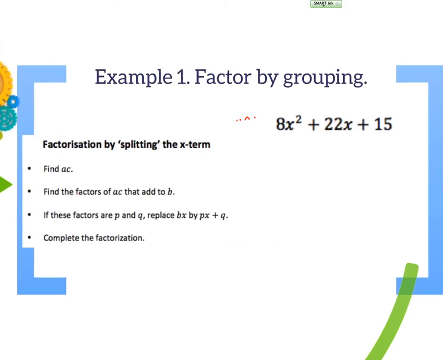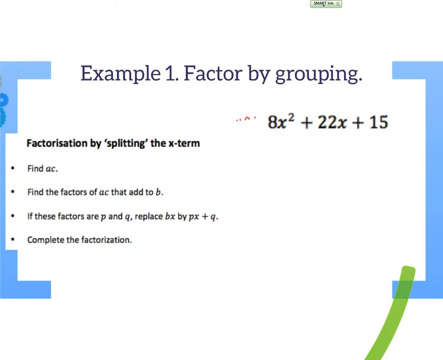Okay, so those words are still right up here, so you can kind of see all those steps as we go through this problem. So the first example, we are going to factor by grouping or by splitting the x term. 8x squared plus 22x plus 15. Now I know that there exist people that can do this in their heads and they do a guess and check method, and if that is you, you can continue to do you. I cannot help you guess and check because that's guessing, but this way it works, and it works all the time.